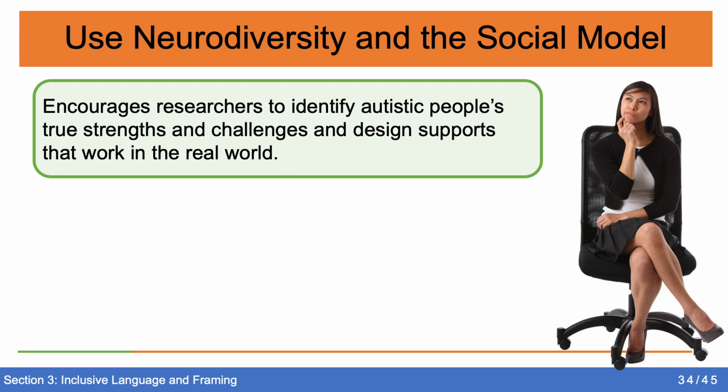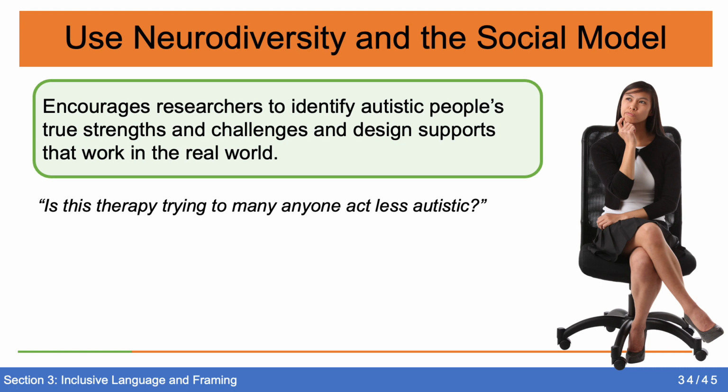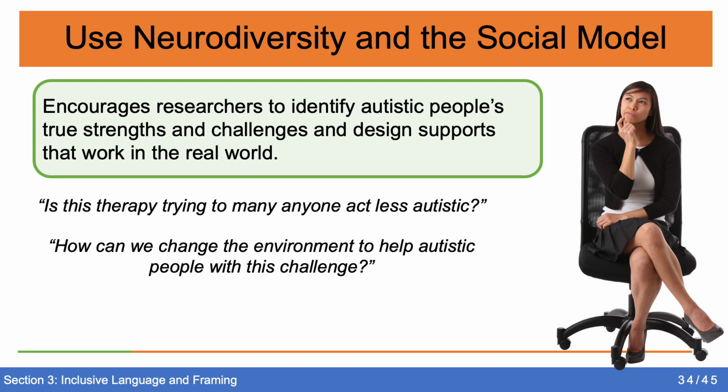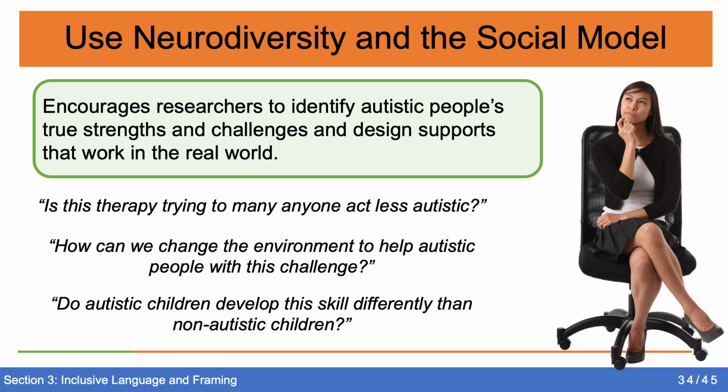So, researchers can ask themselves questions like, is this therapy trying to make anyone act less autistic? How can we change the environment to help autistic people with this challenge? Do autistic children develop this skill differently than non-autistic children?